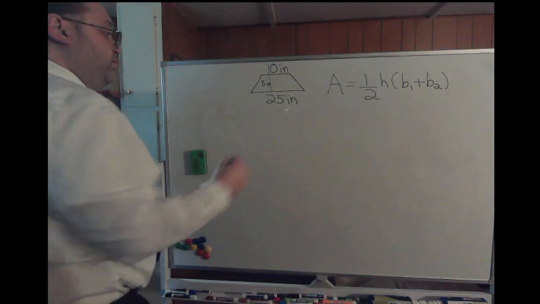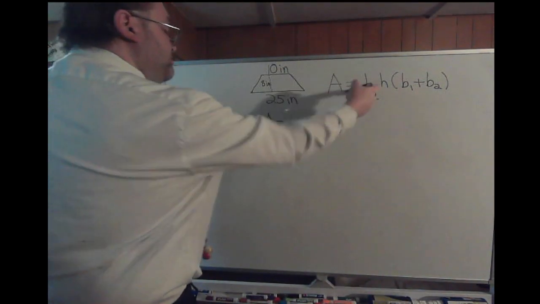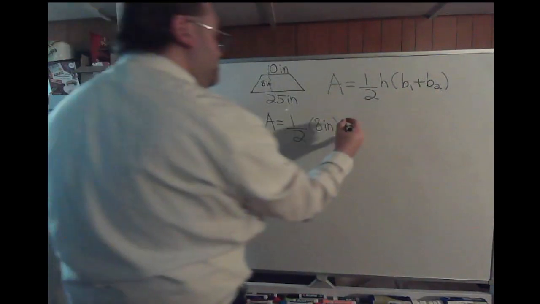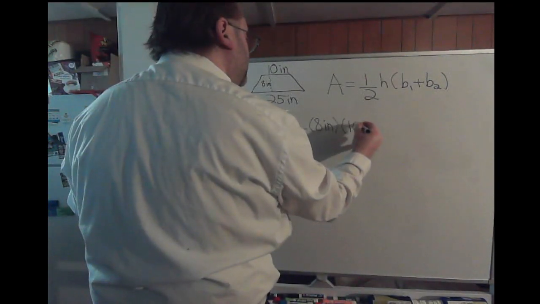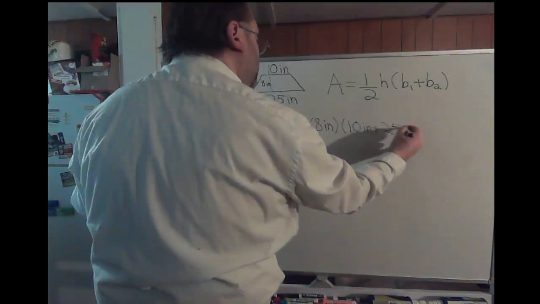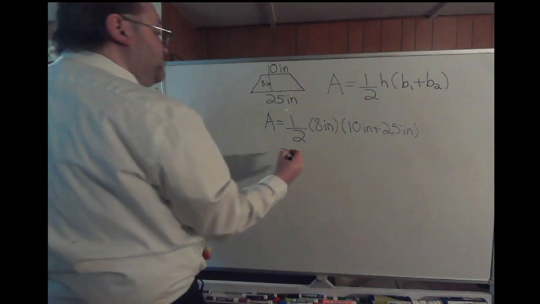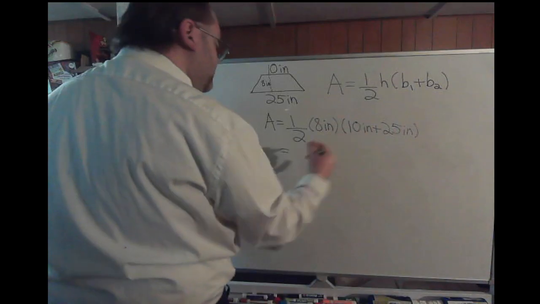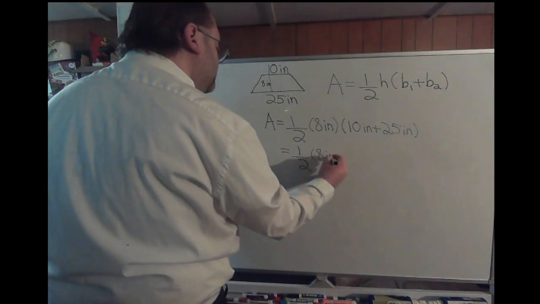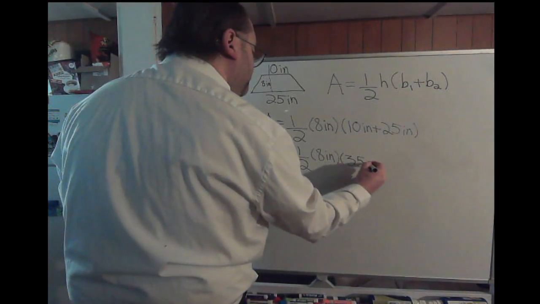In order to find the area, again, it's going to be equal to 1/2 times your height, which in this case is 8 inches, times the sum of your two bases, which would be 10 inches plus 25 inches. Of course, according to the order of operations, we first start with what's in parentheses. So you'll have 1/2 times 8 inches. Now, what is 10 plus 25? That's 35 inches.